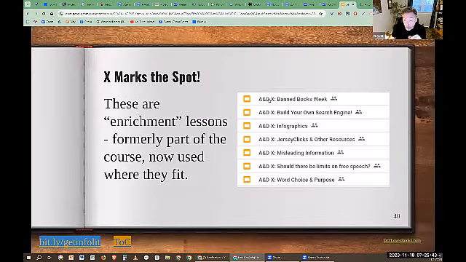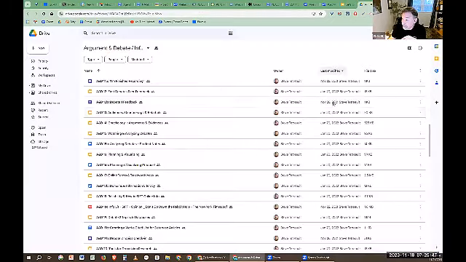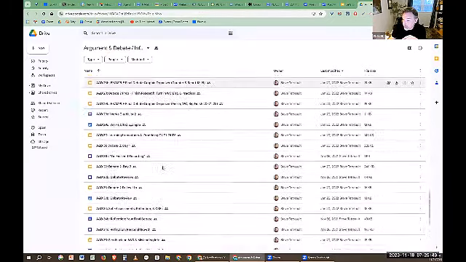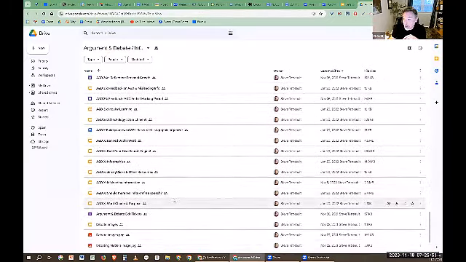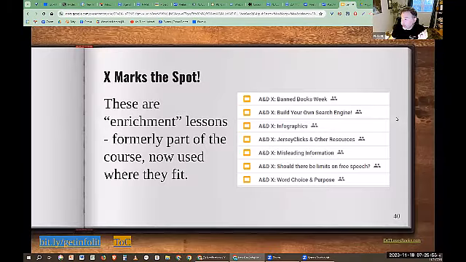You'll notice that while they are all numbered, the X lessons at the end, those are the extras that no longer quite fit, but there's some really great stuff in here depending on what kind of lessons you're doing. Some of it is very specific to Jersey because I'm in New Jersey, but a lot of it is just stuff that would be useful and valuable.